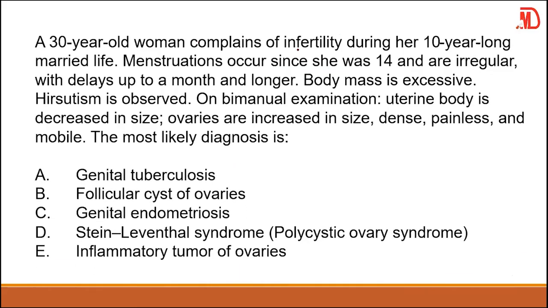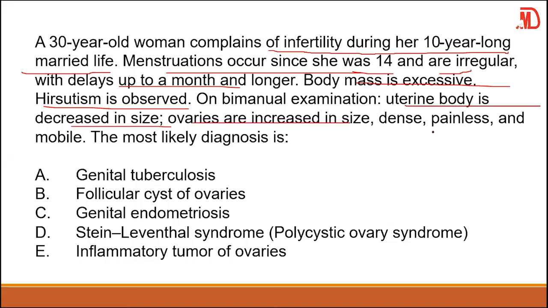A 30-year-old woman complains of infertility during her 10-year-long married life. Menstruation occurred since she was 14 and is irregular, with delays up to a month and longer. Body mass is excessive. Hirsutism is present, that is hair growth. Uterine body is decreased in size. Ovaries are increased in size, dense, painless, and mobile. Guys, what's your answer? Quick. PCOS. Thank you.